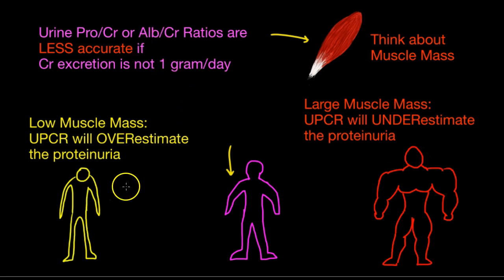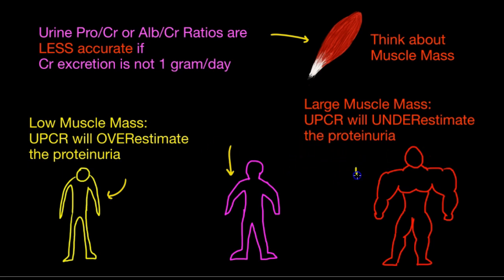But what about, unfortunately, some of our patients who have very low muscle mass, right? So patients who are malnourished, or patients who have some muscle wasting diseases, or maybe they've had amputations. If they have less muscle mass, they'll be producing less creatinine than this guy. And so in this situation, a spot urine protein creatinine will overestimate the amount of proteinuria because the denominator is smaller than what we would expect it to be.